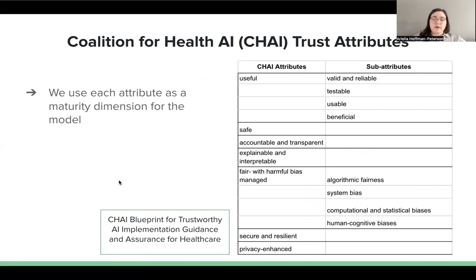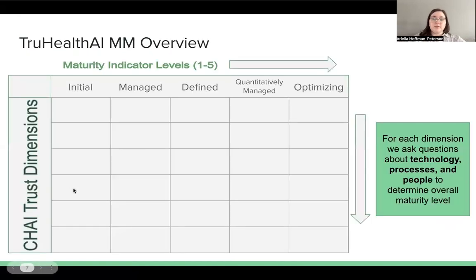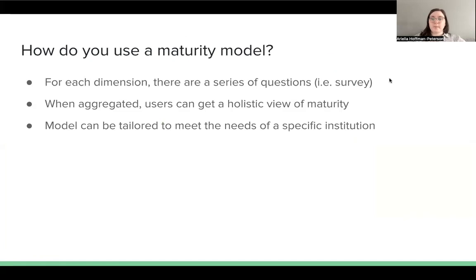So here in the table are the trust attributes we used as our dimensions of maturity. And this is the template we use to think about how to create our maturity model, where we put the trust dimensions along the left-hand side and then start to ask questions that help a health system or a health system committee assess whether the particular tool is mature in various dimension areas. And so we created survey questions, broke them into 3 areas: technology, process, and people, to be able to create a picture of overall maturity of a tool.